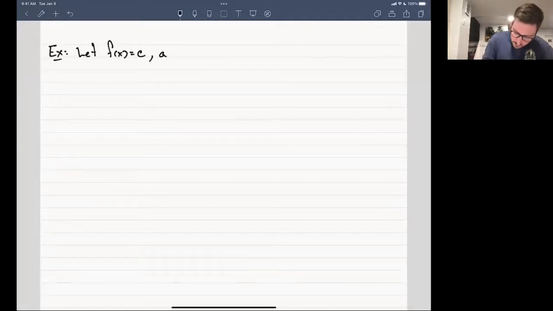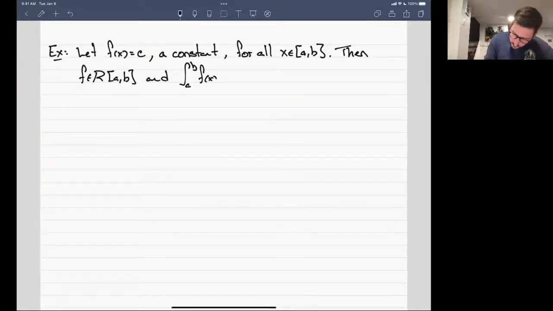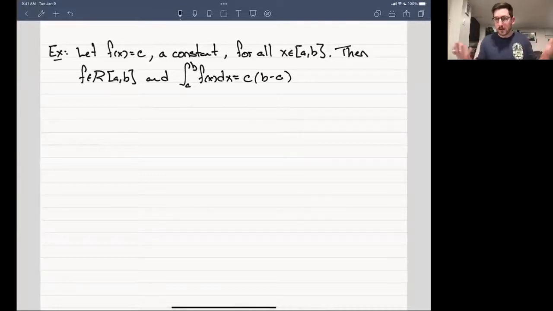So we're going to say, let this be a constant, and this is going to be for all x in some interval. Well, then we claim that this f is actually Riemann integrable, and its integral is just equal to C times B minus A. And again, this is just the height C against the width of the rectangle, or the length of the interval B minus A.